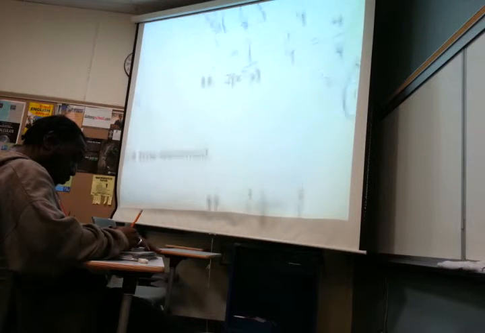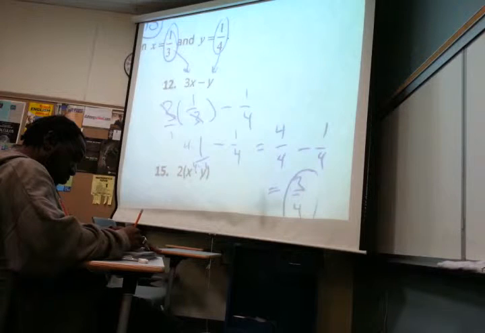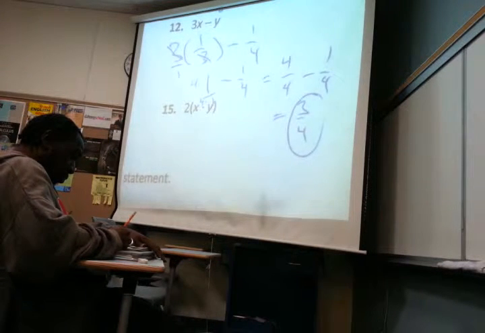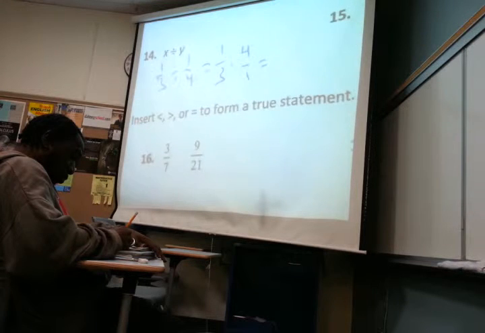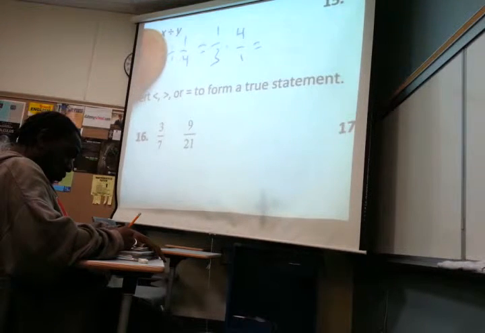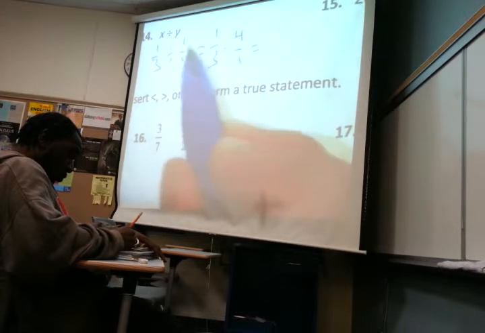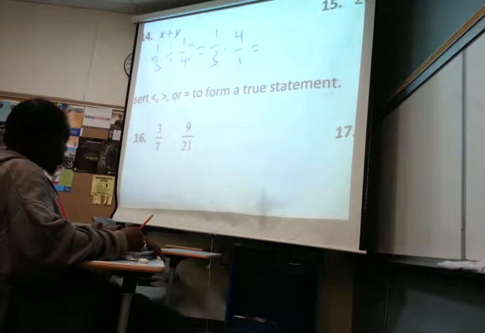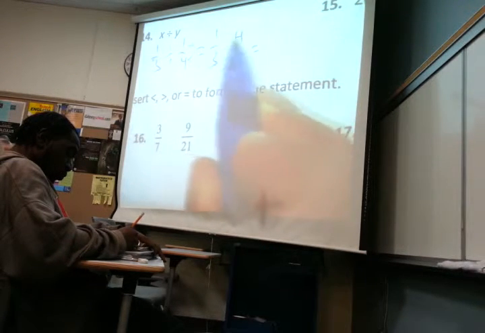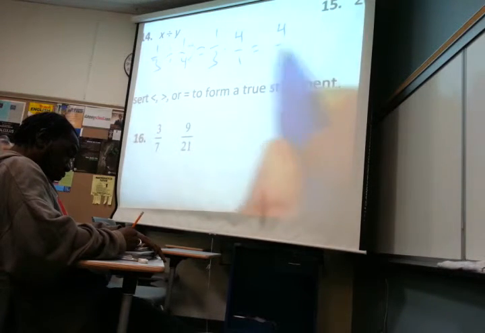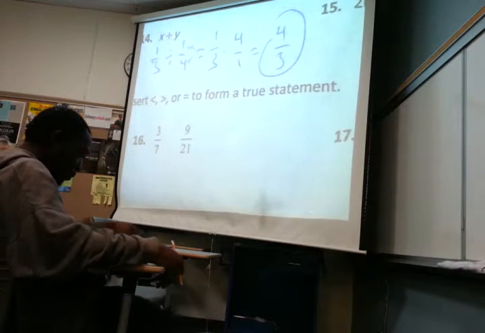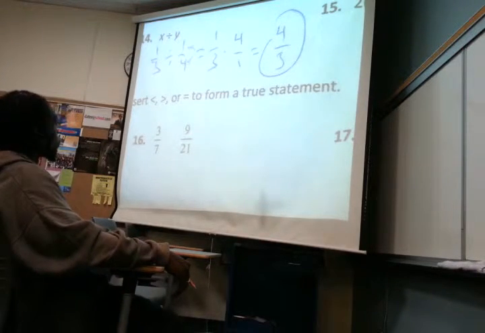All right, now 14. Again, for this whole section, x is 1/3 and y is 1/4. So when I get down to number 14, I just replace x with 1/3, y with 1/4. It's division, so I multiply by the reciprocal. So how do I multiply 1/3 times 4 over 1? 4. Good, 1 times 4 is 4. 3 times 1 is 3. Or you can write that as 1/3.